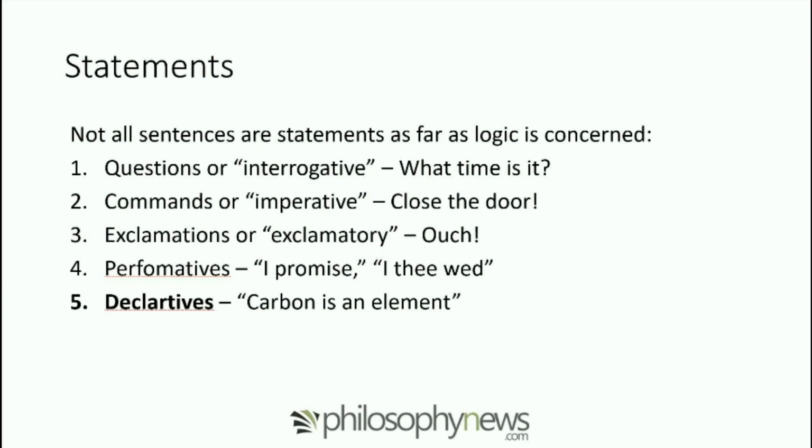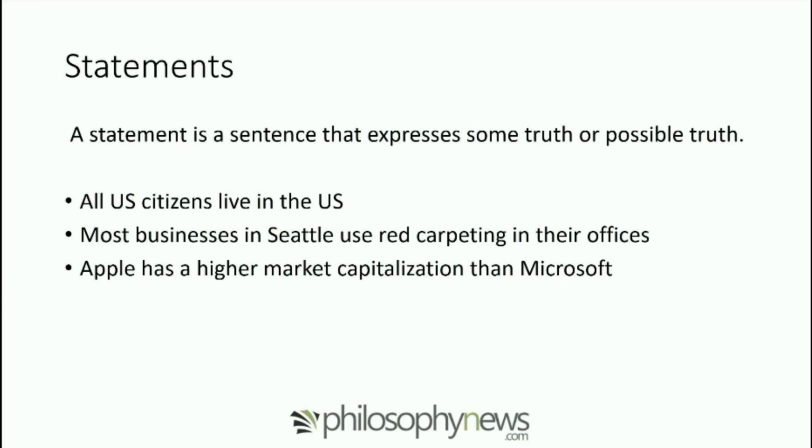So if we look at this list of 5 items here, these are all grammatical options, at least in English. People can ask questions, give commands, make explanations, make a performative, I promise, I thee wed. But in logic, only declaratives are used in arguments for premises and conclusions. So carbon is an element, again, is a statement of fact. It's a claim that's made, and those are the types of grammatical structures, utterances, as linguists say, that we use in logical arguments.